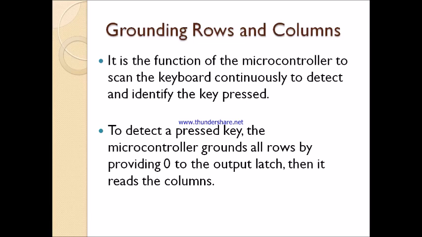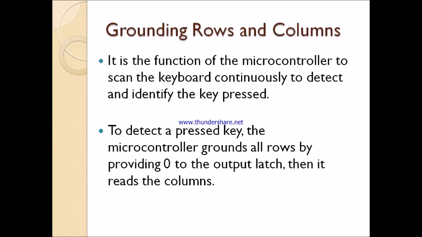To detect a pressed key, the microcontroller grounds all rows by providing zeros to the output port. Then it reads the columns, and if the data read from the columns is 1 1 1 1, that means no key has been pressed, and this process continues until a key is pressed. If one of the column bits is 0, it means a key press has occurred.